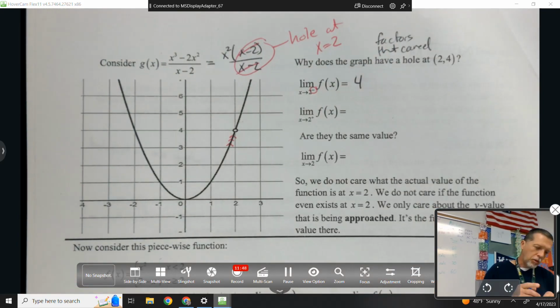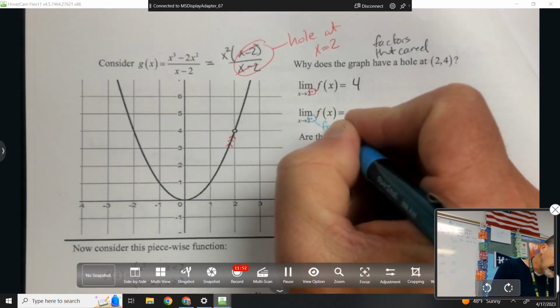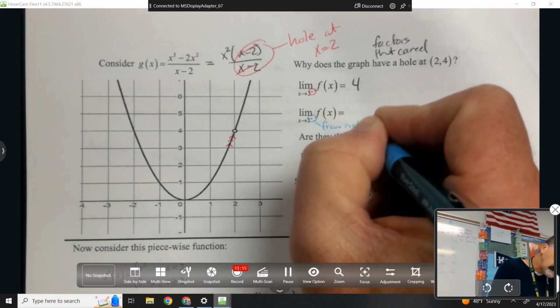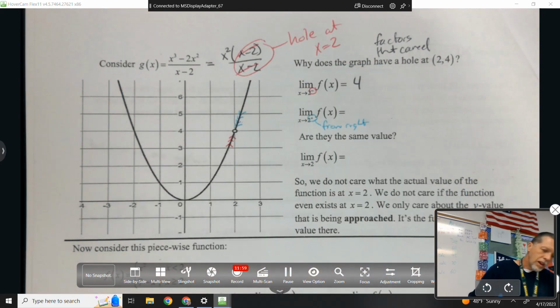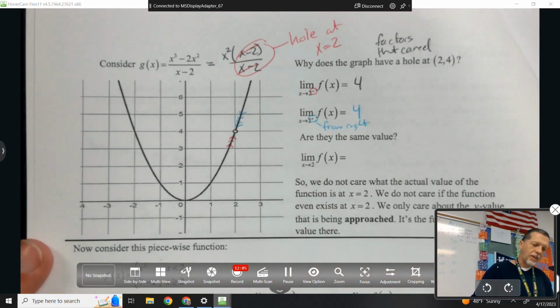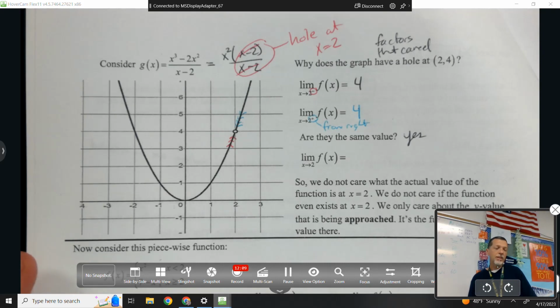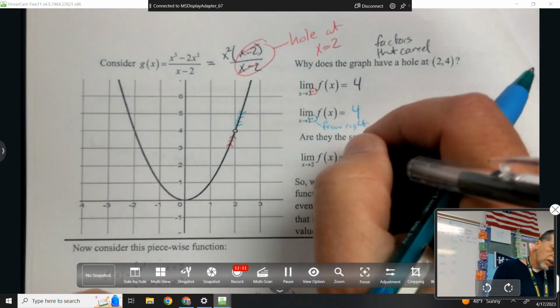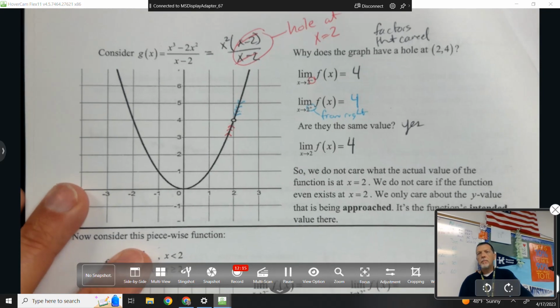And then as x approaches 2 from the right, the little plus sign means from the right. These are coming in on this way. What is our function headed toward? 4. Are they the same value? Yes, 4 equals 4. So that means the limit as x approaches 2 of that function is 4. It's headed toward 4.